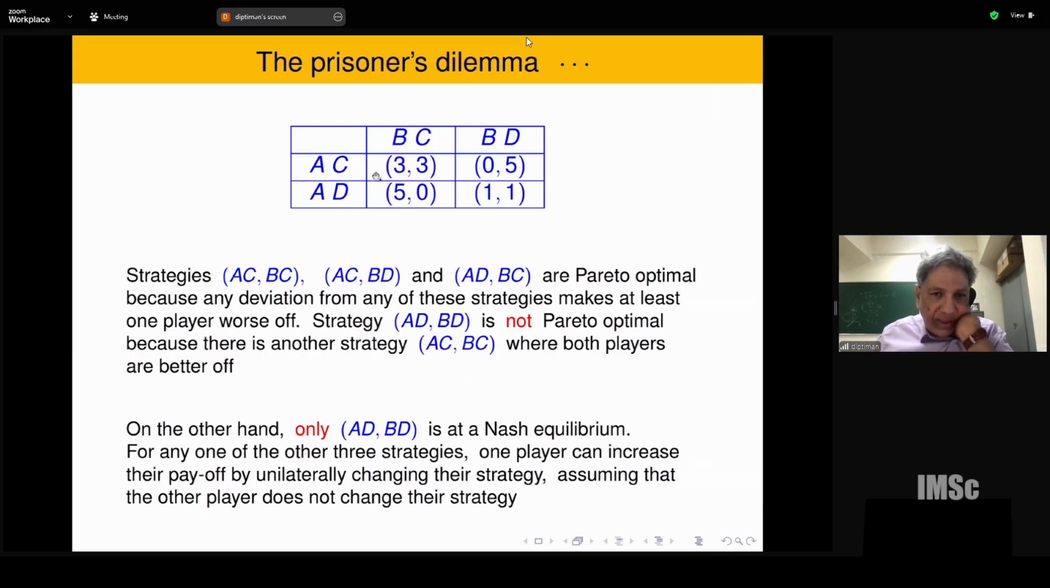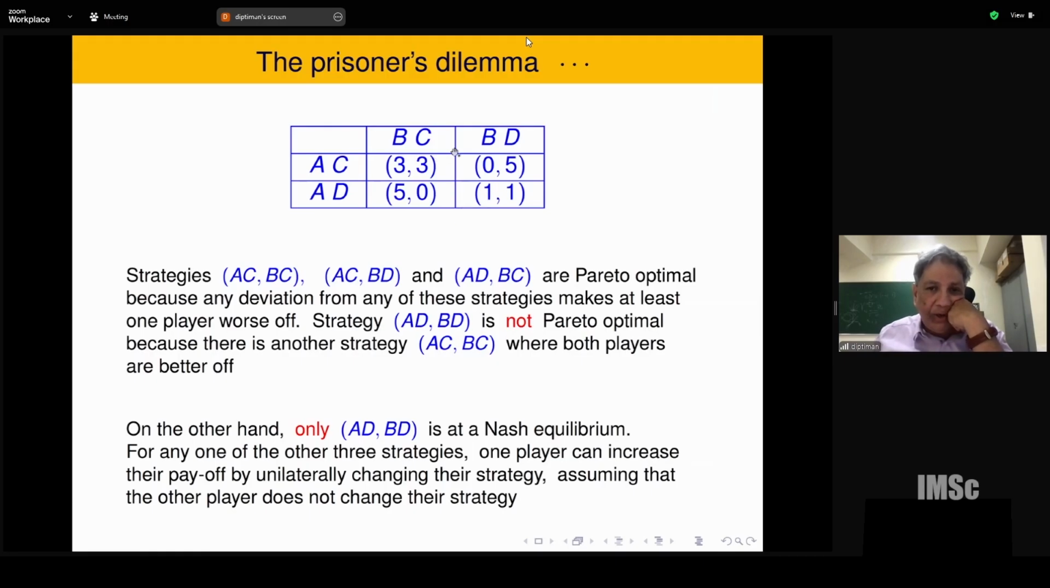So if you're at 3-3, then you can certainly improve A's payoff by going to 5-0, right? So this is not an equilibrium. Similarly, if you're in the second column, which is 0-5, 1-1, if you're at 0-5, you can increase A's payoff by going from 0-5 to 1-1.